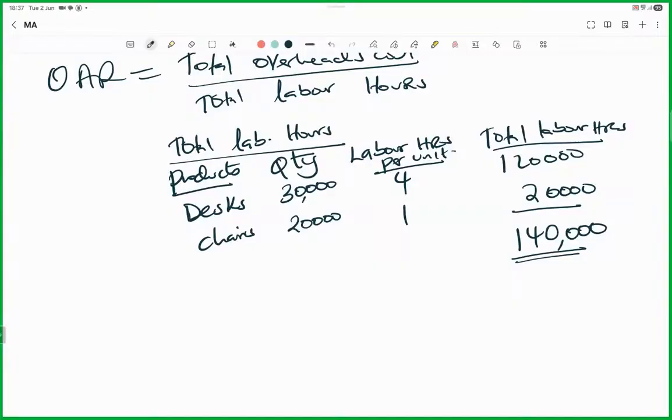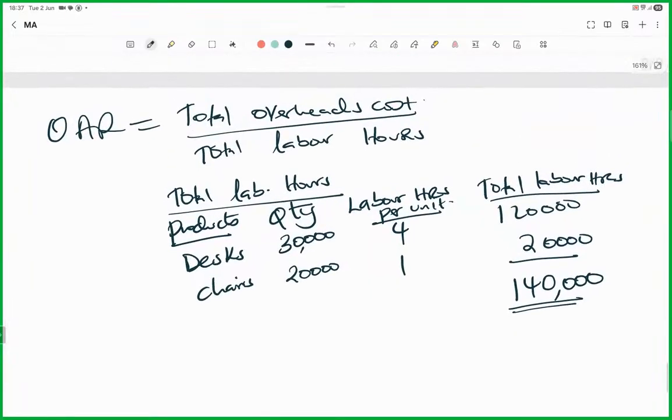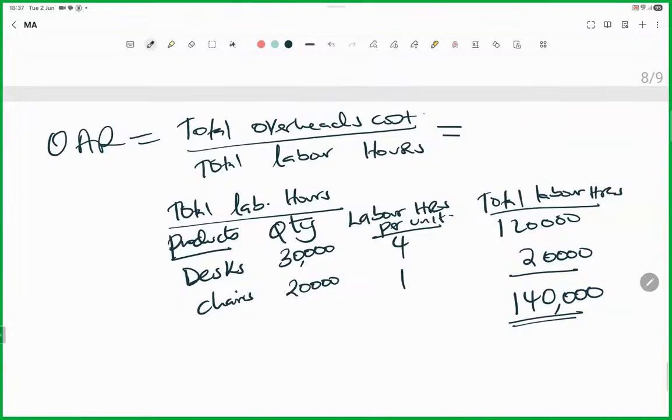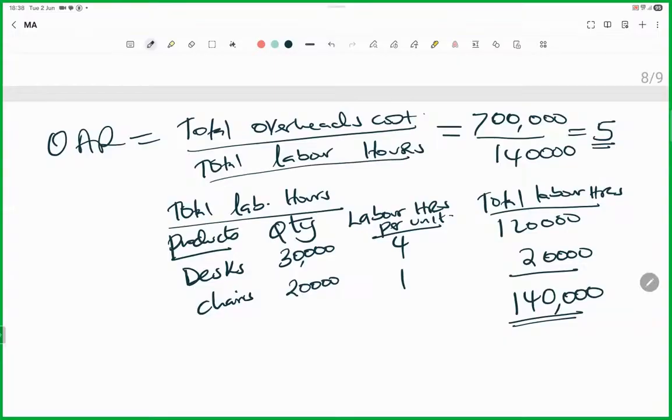All right. So let's go back here. Tell me, do we know our total overhead cost? I want the total overhead cost. 700,000 divided by what here, somebody? 140,000. And this is shillings 5 per what? Per unit? What is the basis here? Shillings 5 per labor hour.